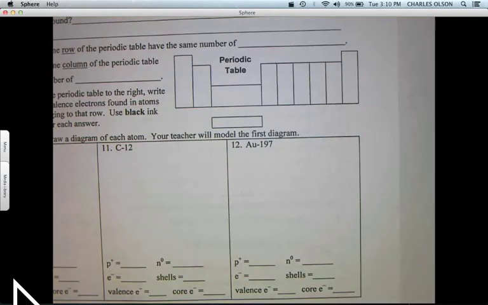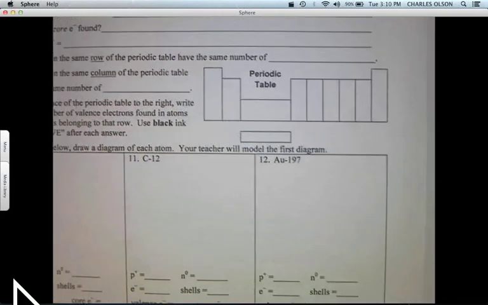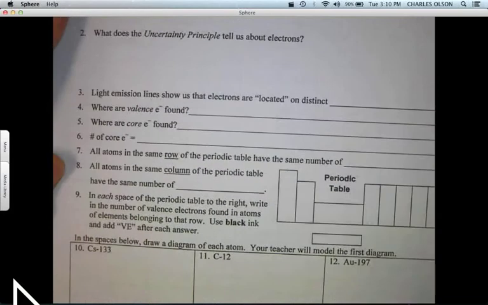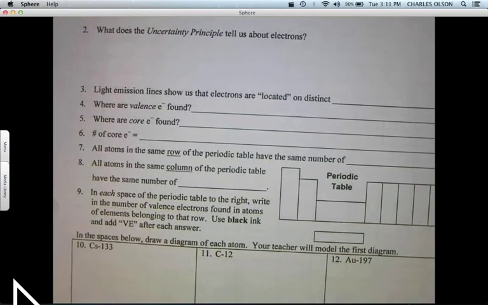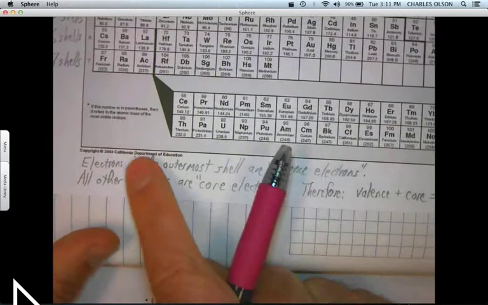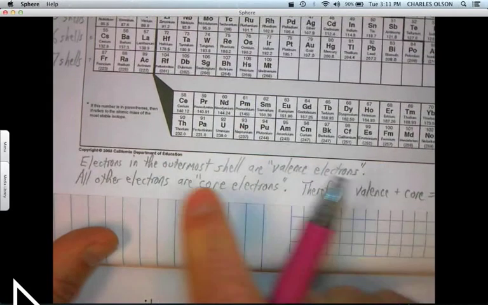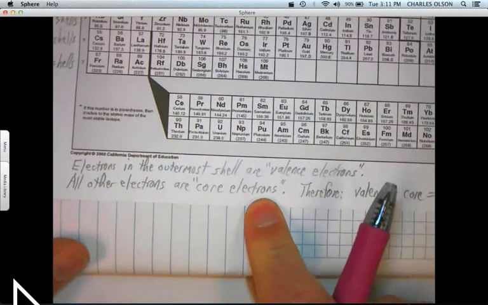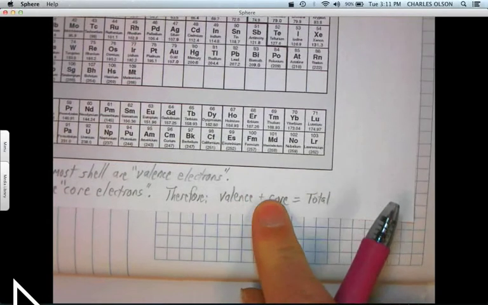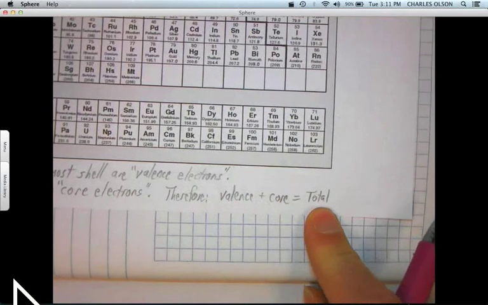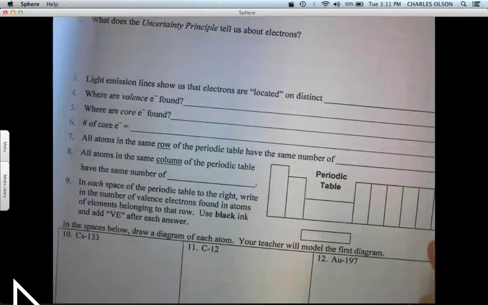Here is our worksheet. And let's start with question, one more thing to note. Electrons in the outermost shell are the valence electrons. All other electrons are core electrons. Therefore, the number of valence electrons plus the number of core electrons equals the total number of electrons.